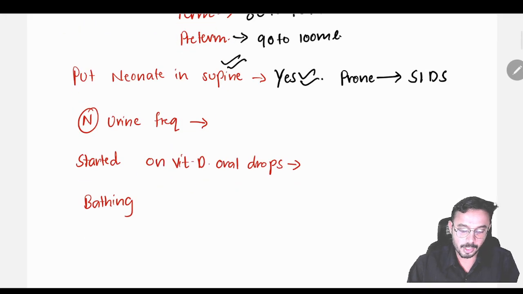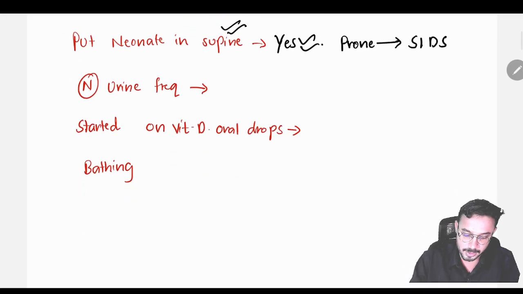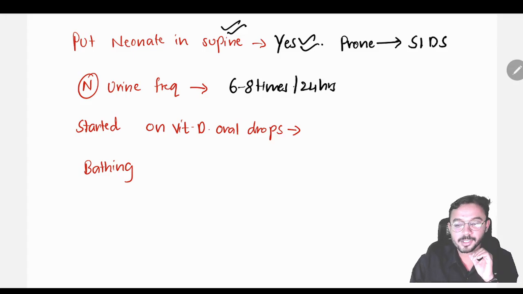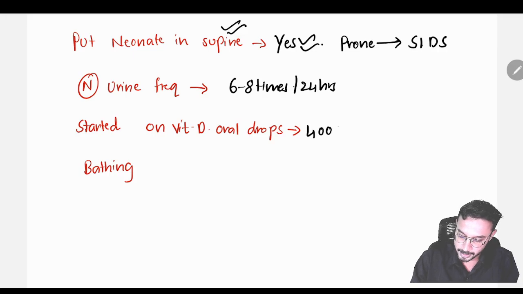And what about normal urine frequency? How much time will they pass? 6 to 8 times in 24 hours. Okay. So how much dose of vitamin D are you giving orally? 400 international units per day. These are all very important.